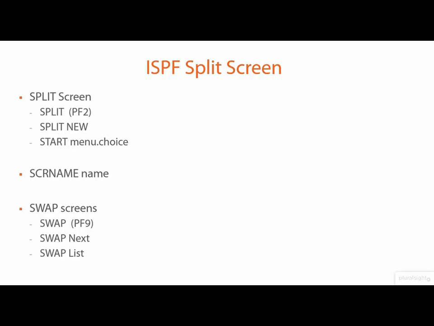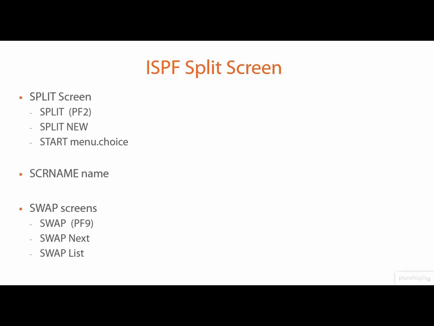So the split is normally PF2. And so when we move the cursor to wherever we want it to be, we can hit PF2 and we will split the screen at that point. We can readjust where it's split by just simply moving the cursor to a different location and hitting PF2 again. This will not cause multiple new sessions to be created. The split simply creates two sessions. If we wanted to create more than two sessions, we would use the split new variation, which will then allow us to keep adding new screens as we want to generate new options.